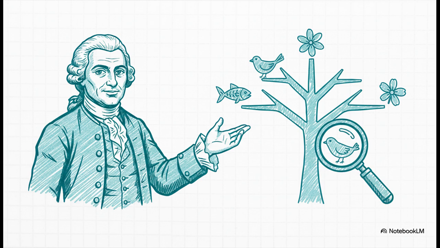He came up with this really elegant tiered system, the Linnaean Hierarchy, where every living thing could be sorted based on features you can actually see. I mean, for his time, this idea was a complete game changer.